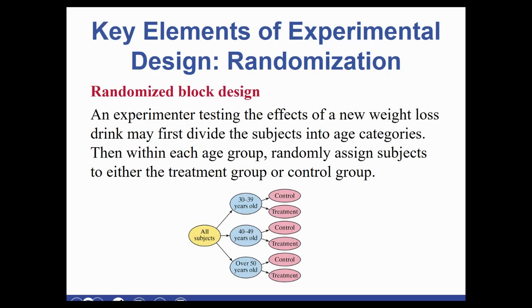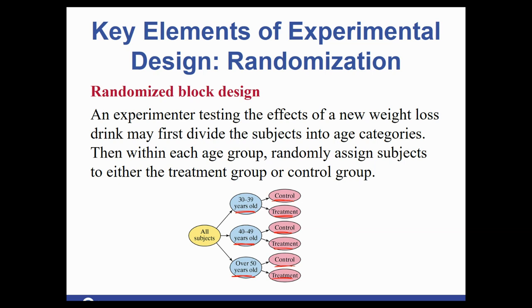So here's an image and an example so you can see it. It says an experimenter testing the effects of a new weight loss drink may first divide the subjects into age categories. So here they are, different ages. Then within each age group, randomly assign subjects to either treatment or control. So control and treatment for each group.